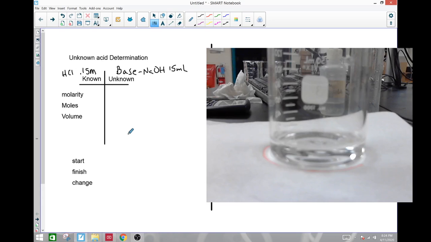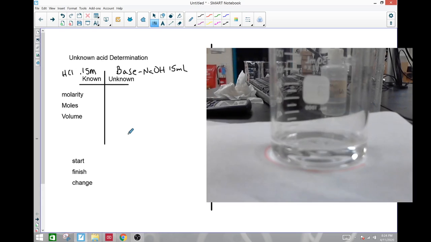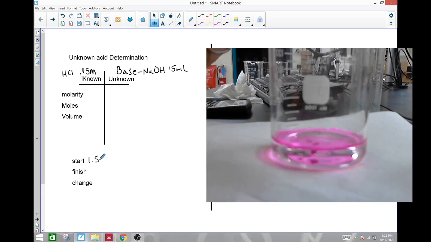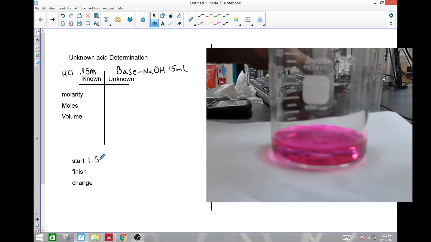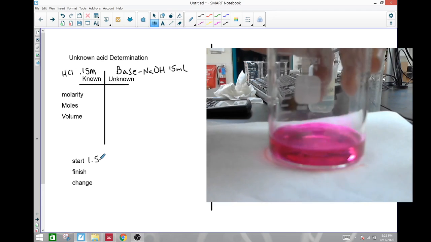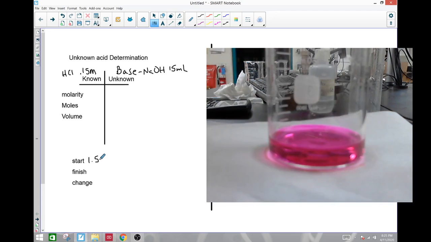My starting point of my titration is 1.5. So my titration burette sits at 1.5. Finally, let's go ahead and titrate this thing. We'll need a couple of drops of phenolphthalein, and because there's a base in the bottom, obviously it turns pink, and we will be titrating until we turn clear.